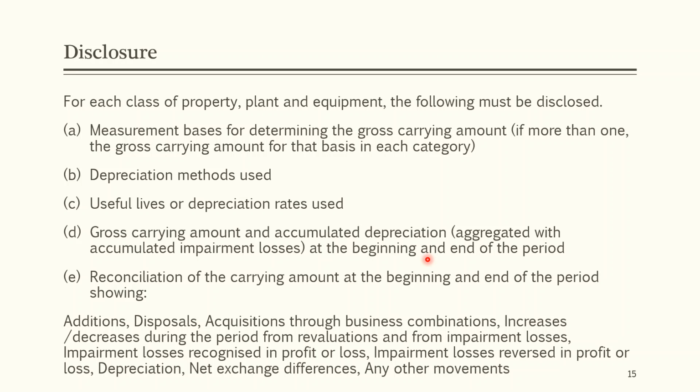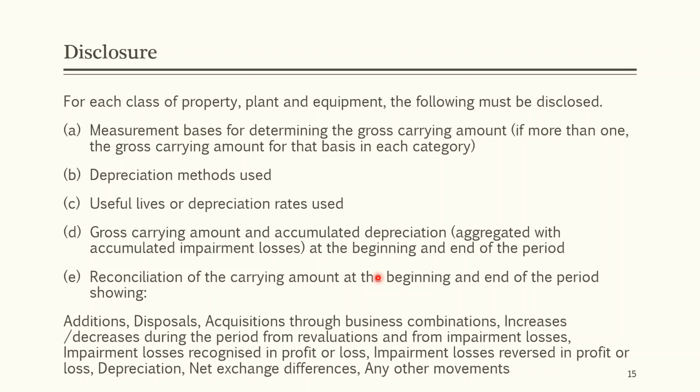So when it comes to disclosures, these things must be disclosed. For example, the measurement basis for determining the gross carrying amount: what measurement basis we have used, what depreciation methods we have used, and what useful lives and depreciation rates we have used. The gross carrying amount and accumulated depreciation amount we need to disclose, and we have to do a reconciliation of the carrying amount at the beginning and end of the period.